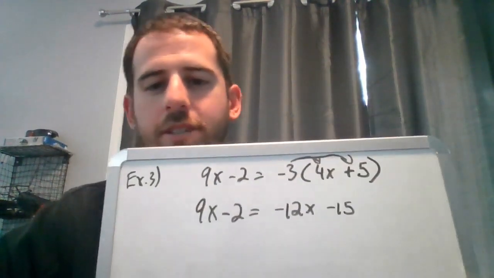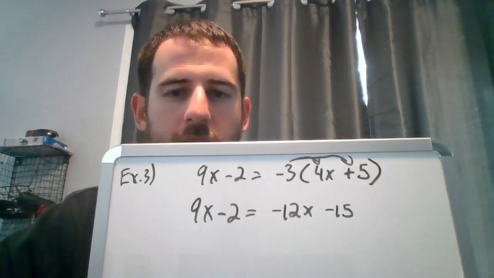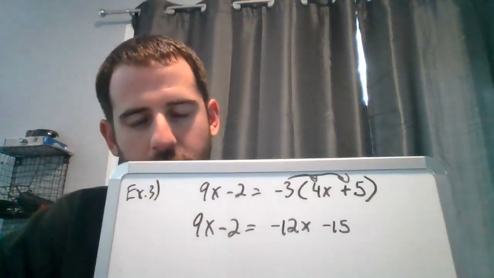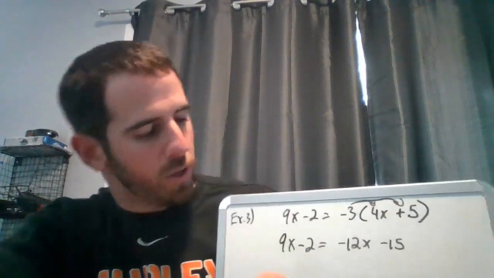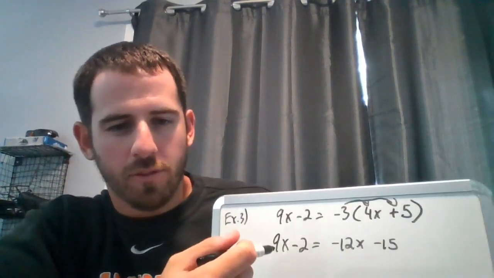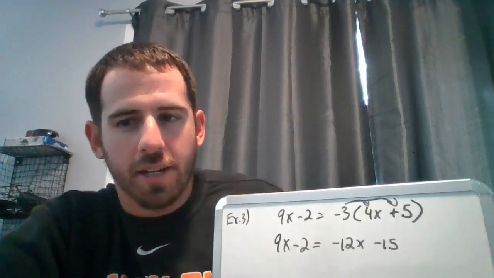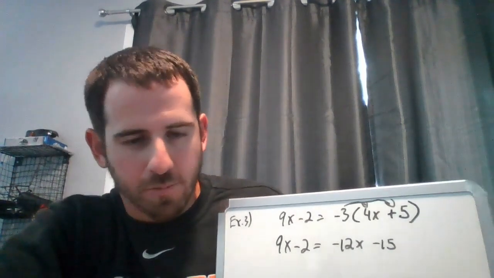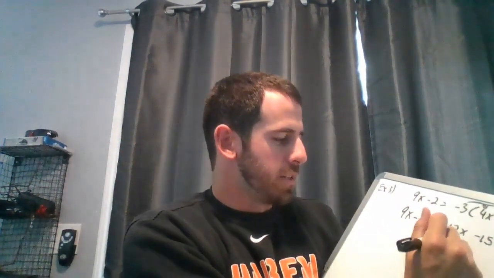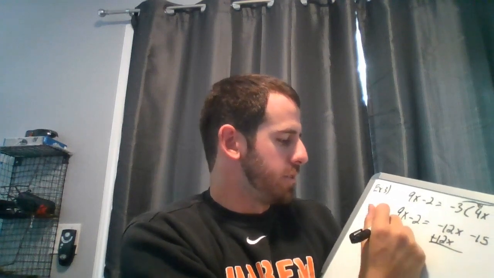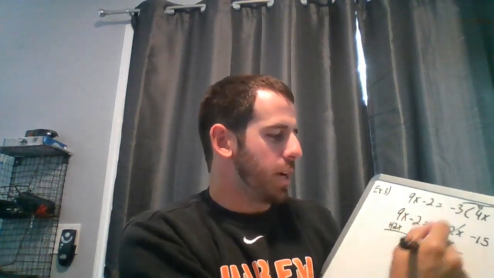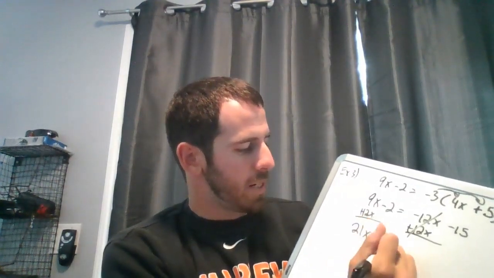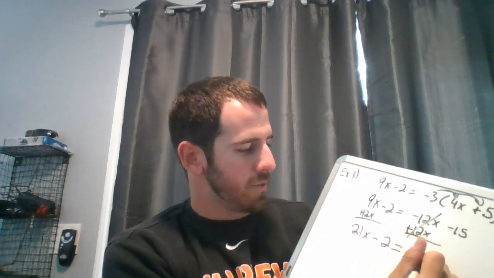Okay, and then we find ourselves in the exact same situation as example 1. So from here, decide where you want to move the variable. If you want to move it to the right, go ahead and move it right. But it'd be easier to move it to the left, because then you'd be adding the 12, and it'll give you a positive variable on the left. Most people like the variable on the left. Some people will even do anything they can to make the variable on the left, which is perfectly fine. So I'm going to add the 12x to both sides. Obviously on the right, they're going to cancel. So we're going to have 21x minus 2 equals negative 15.